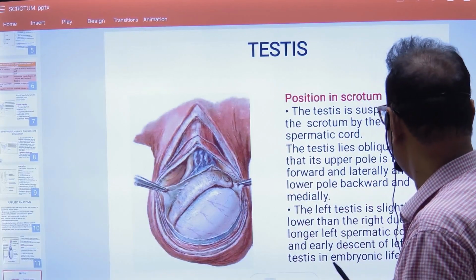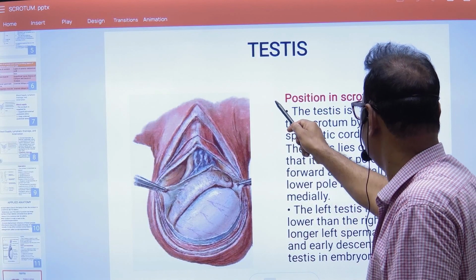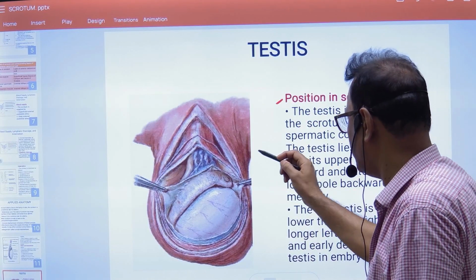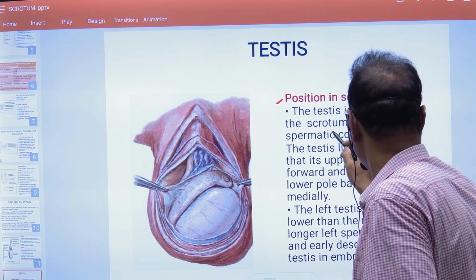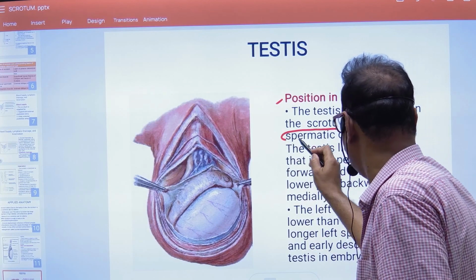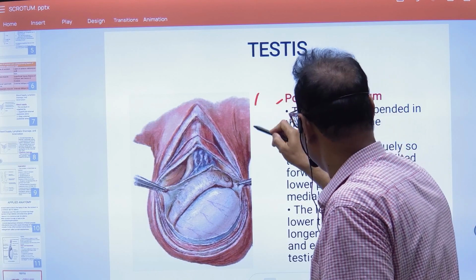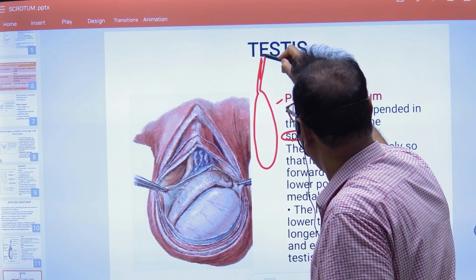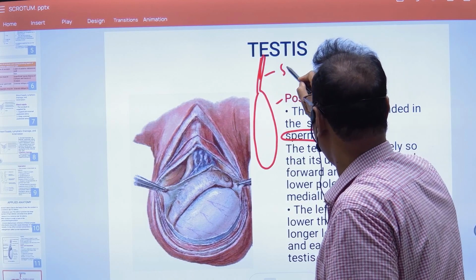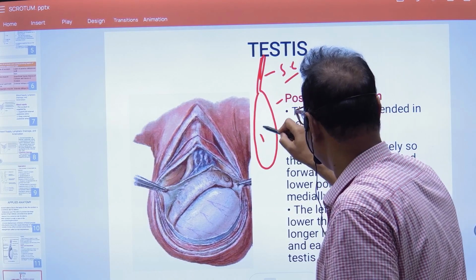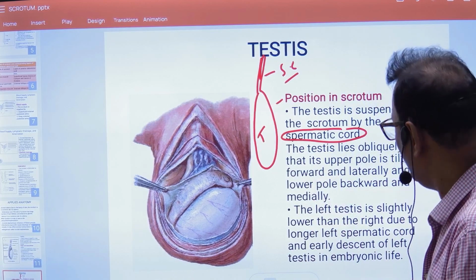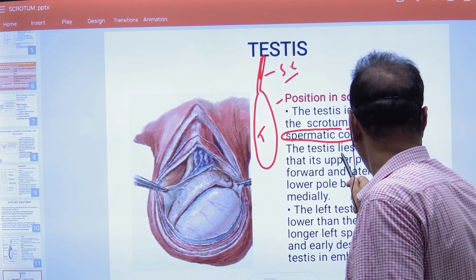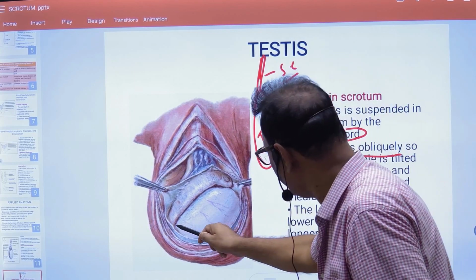What about its position in the scrotum? It is suspended in the scrotum by spermatic cord, and we have just seen that it is suspended in the scrotum by the help of spermatic cord. So this is the testis. This is testis, so it should be suspended with the help of spermatic cord. It lies obliquely. You can see over here that it lies obliquely.